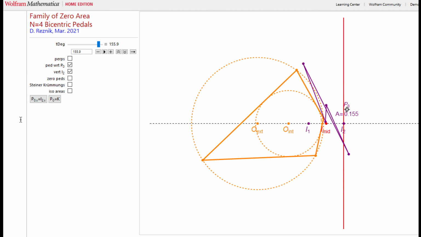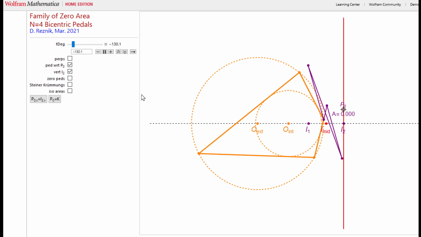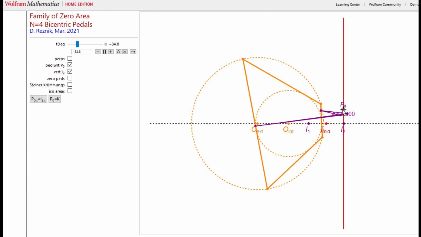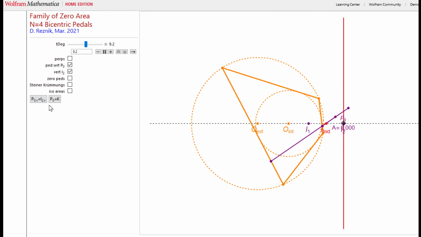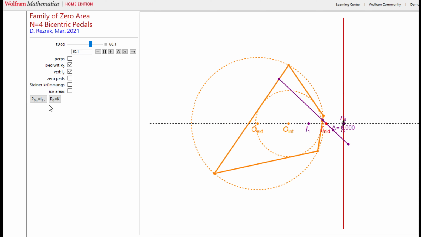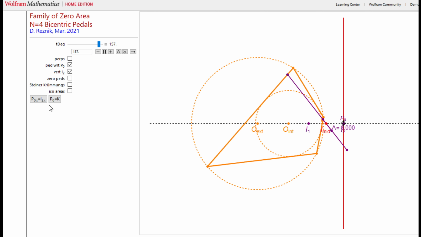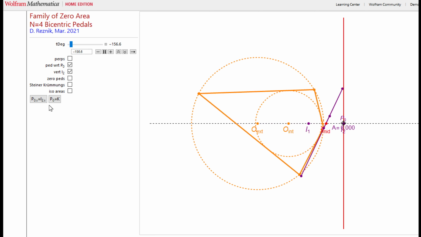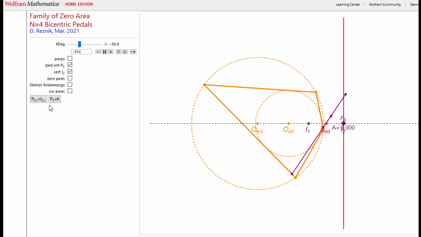If I'm over here and I place P0 exactly on the line, the area is 0, and the area is 0 dynamically. Okay, if I place P0 exactly on L2, let's try to do that. Now the area is 0 dynamically as well, and in this special case, and only in the special case where P0 is the second limiting point, my pedal polygon becomes a degenerate polygon with 4 collinear vertices.